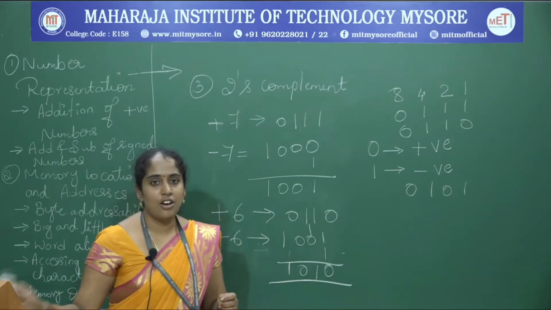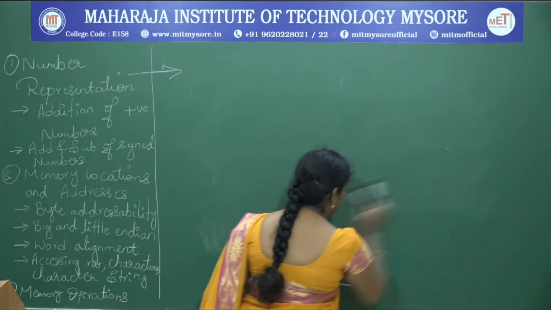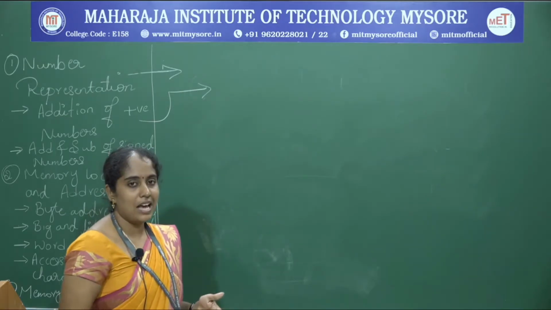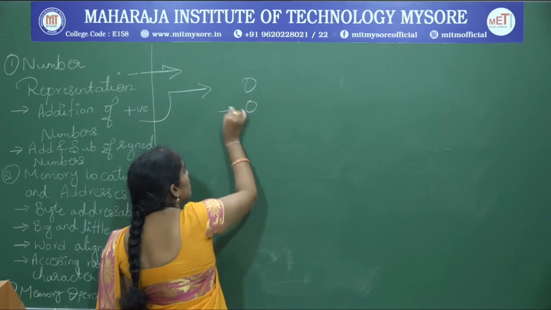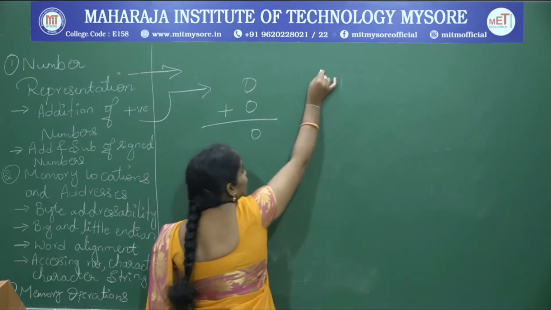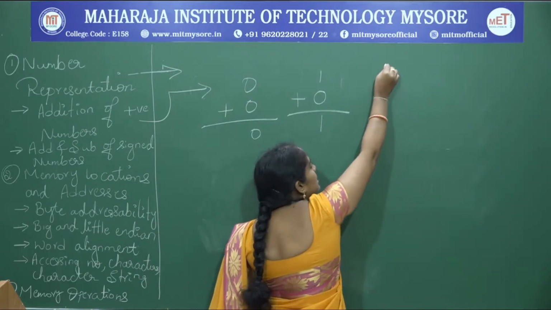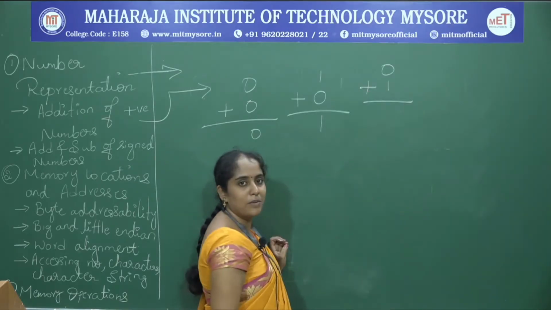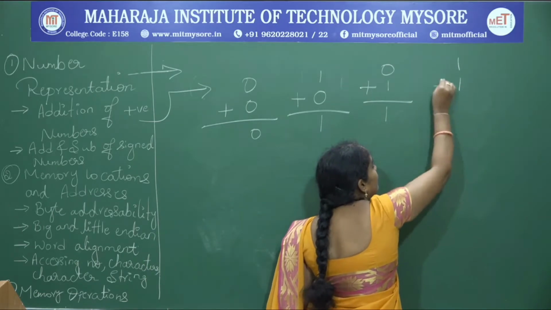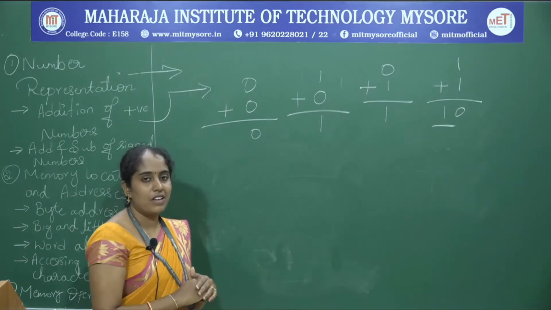Okay. So here, addition of positive numbers. It is very easy. For example, in the addition of 0 and 0, it is a positive number, so the answer is 0. For 1 plus 0, the answer will be 1. The next is 0 plus 1, again a positive number, and the answer is again 1. But for 1 plus 1, the answer is 0 and the carry is 1. Okay, this is positive number addition.